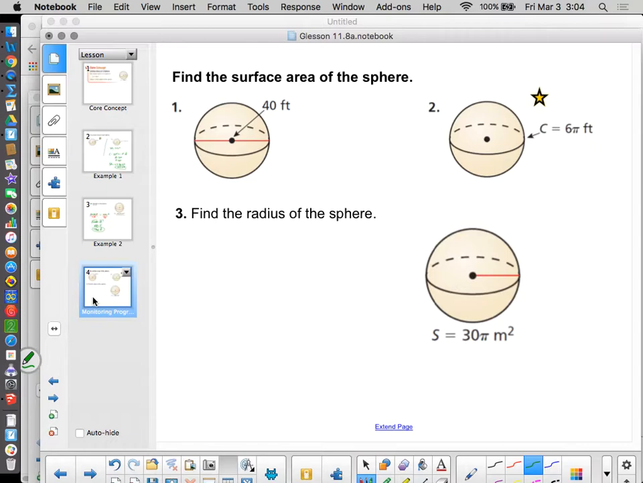First one, it says that the diameter is 40 feet. So that means the radius is 20 feet. So the surface area is 4 times pi times 20 squared. Now 20 squared is 400, times 4 is 1600 pi, and it's feet squared. That's the surface area. Now you try number 2. Notice I'm going to give you the circumference. So you're going to have to use that to find the diameter, and then use that to find the radius, and then work backwards to find the surface area.